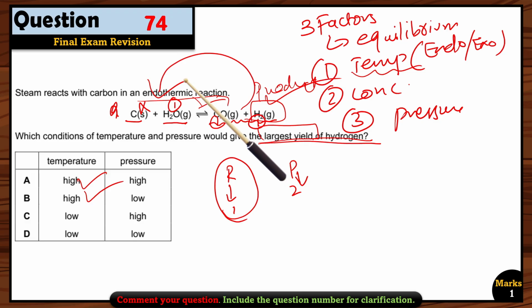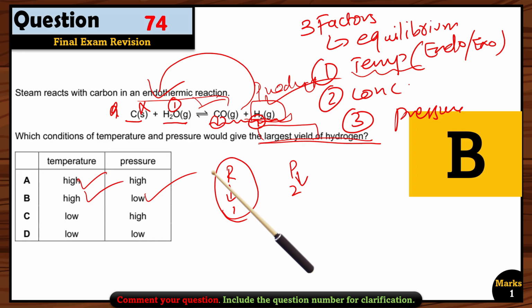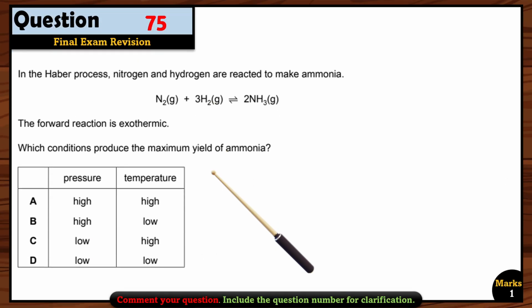You have to lower the pressure so that it doesn't move towards the left side and you get more product, that is H2. So lowering the pressure will help you get the largest yield of hydrogen. So option B is the right option. Let's see another example so it will be more clear to you.